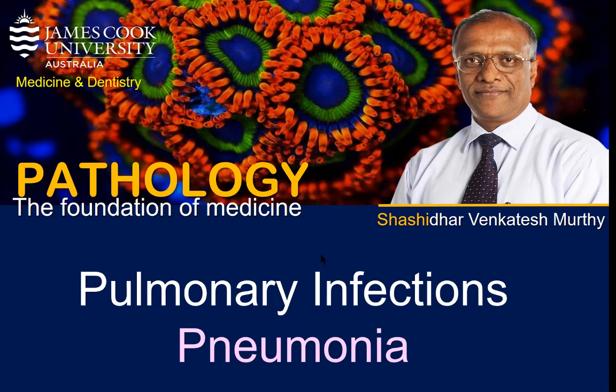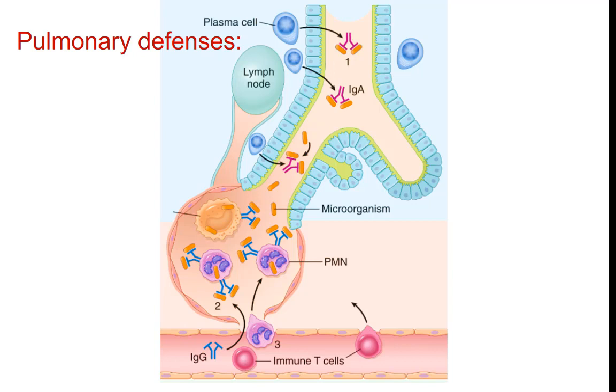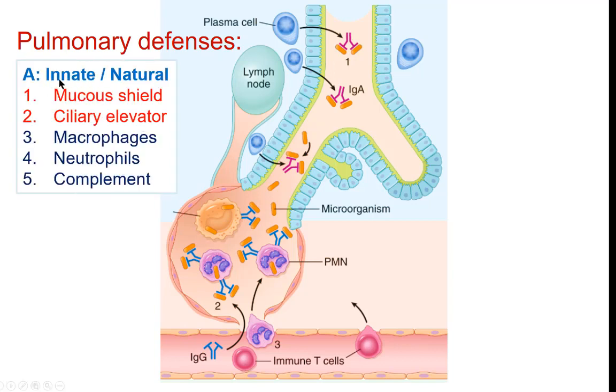Welcome. Pulmonary infections, particularly pneumonia. The pulmonary defense system is mainly of two types. The innate, or the natural immunity.